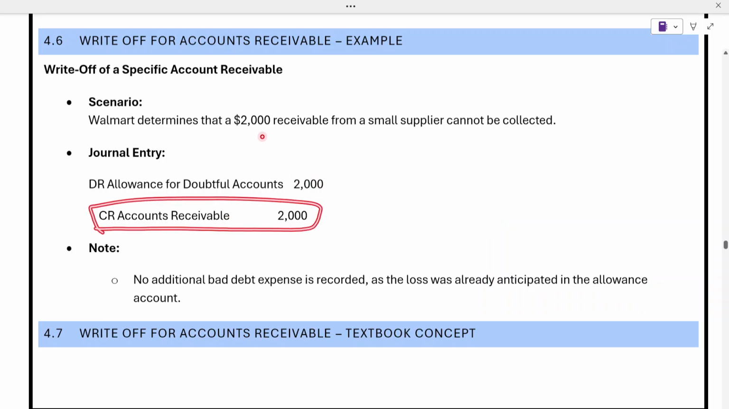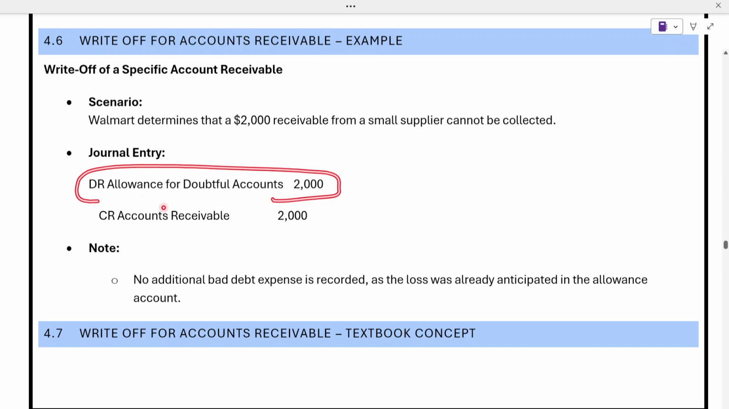And what will we be debiting? Since we make the provision for the allowance account, we will be using that allowance account, which is our $2,000 in this case. So we'll be debiting it. And why? Because we debit our expenses and losses. This is only used when we have an allowance for provision account. When we don't create an allowance account, we don't use this entry.